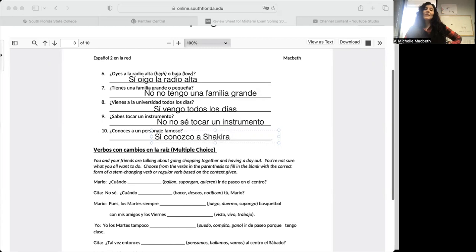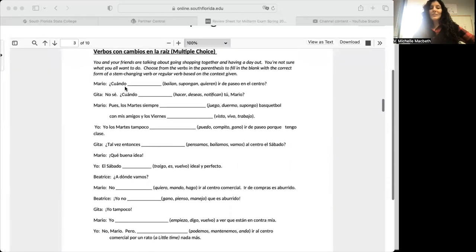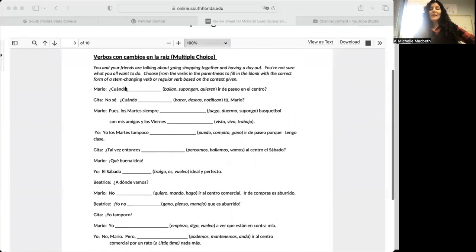Yeah. So this is the main thing, right? The main thing that this activity is meaning to do is make sure that you know that you can transform this oyes into oigo, in the yo form. So finding these in one form and then being able to recognize the yo form, right? That's the main point of that activity. So the questions could have a variety of answers, right? That's not the only answer.